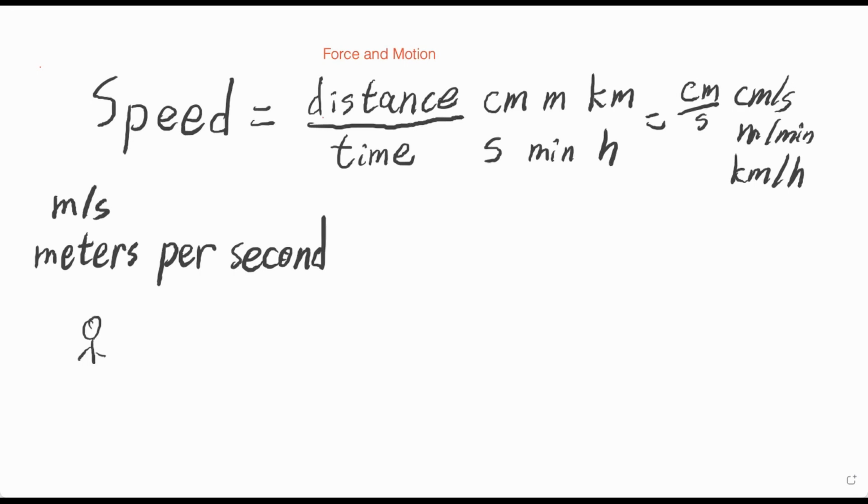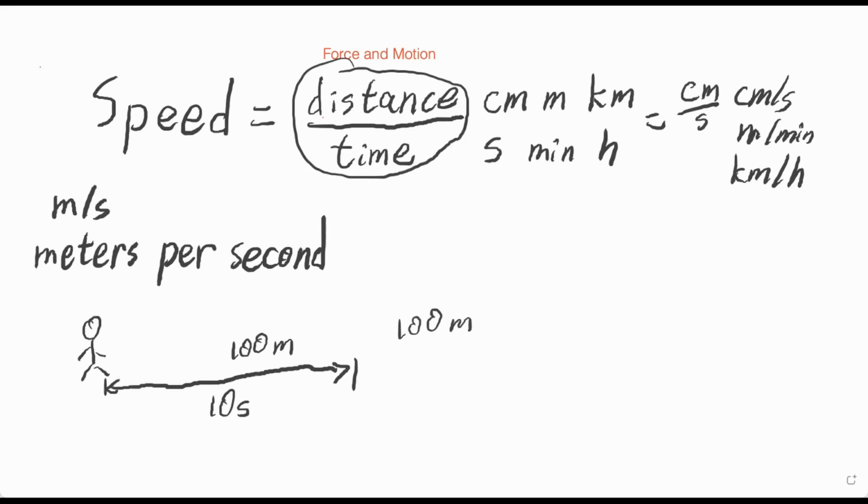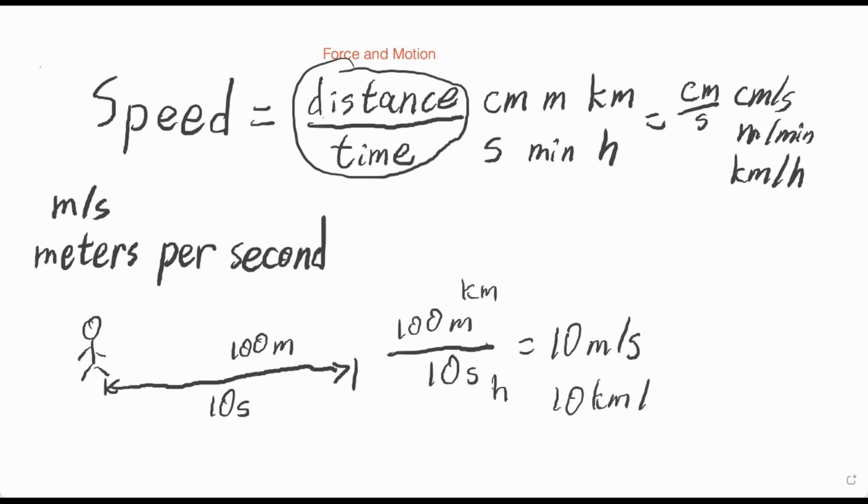So here's a person. If they were to travel this distance of 100 meters in a competition, and they were to do so in 10 seconds, then their speed would be 100 meters, the distance, over 10 seconds. So 100 divided by 10 would be 10, and then meters per second. Depending on your unit, if this were kilometers and this were hours, then it would be 10 kilometers per hour. But usually we use this unit.